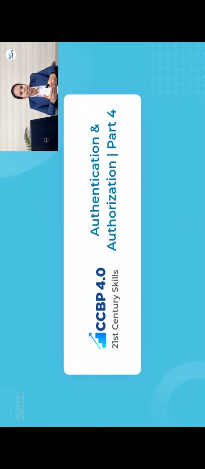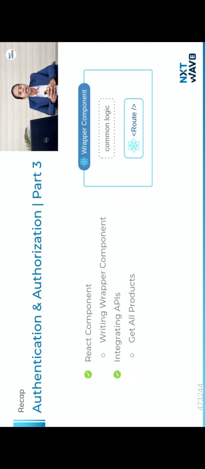Continue about authentication and authorization. Firstly, let's recap. In the previous session, we understood about the wrapper component. When we have some common logic that needs to be applied for different routes, then we can wrap it using the wrapper component, right? So then we also started integrating the APIs. So we started with the get all products API.